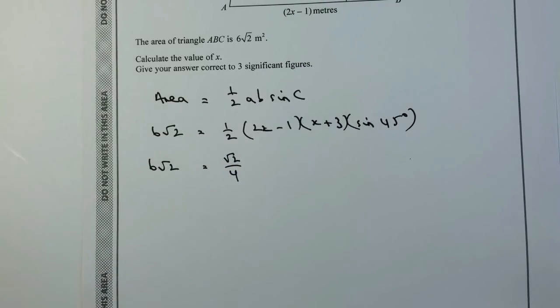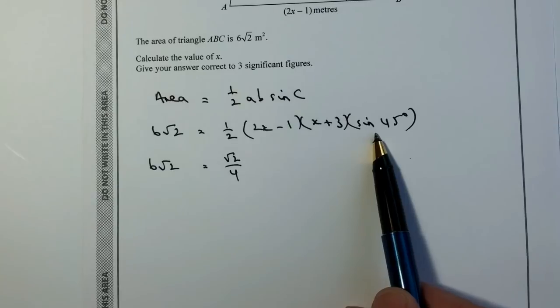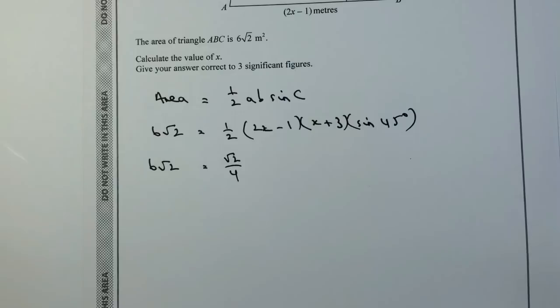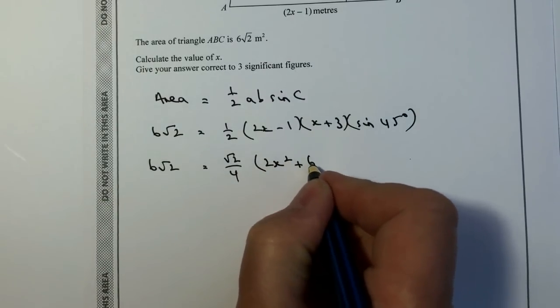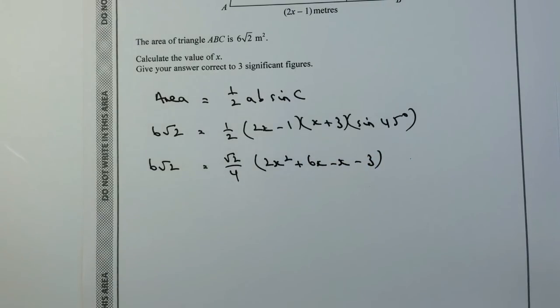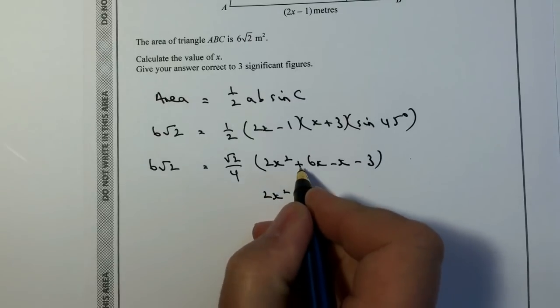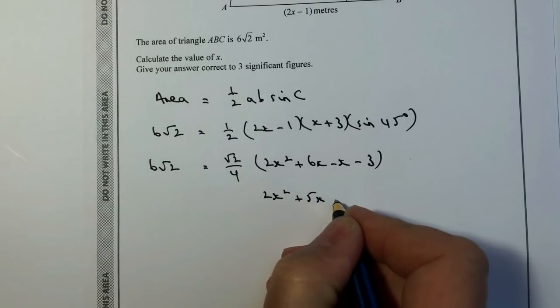Now I know it looks a little bit scary, but it's a little bit easier to work with, because now I've got rid of this half and I've got rid of this sine 45. The only thing I've got left to do is to multiply this out just to make it suit myself. So I'm going to get 2x squared plus 6x minus x minus 3, okay, and then if I just tidy that up a little bit, what I'm going to get is 2x squared plus 6x minus x is going to be plus 5x, and that's minus 3.